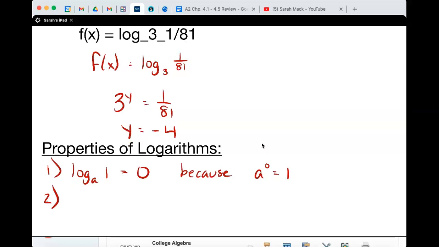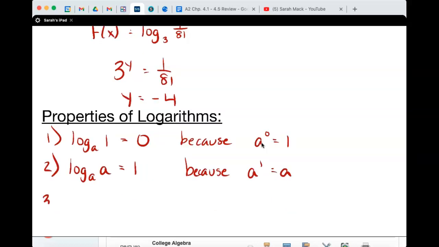We have a second property. If I have log base a of a, I can figure out what this is because I would try to find a to what power equals a. We have a to the first power, so this logarithm is equal to 1. You can figure these out right away just by writing them as exponentials. We have another one. If you ever see log base a of a to the x, it basically cancels out. This is just equal to the exponent x. Logarithms are trying to find the exponent, so it's equal to the exponent.